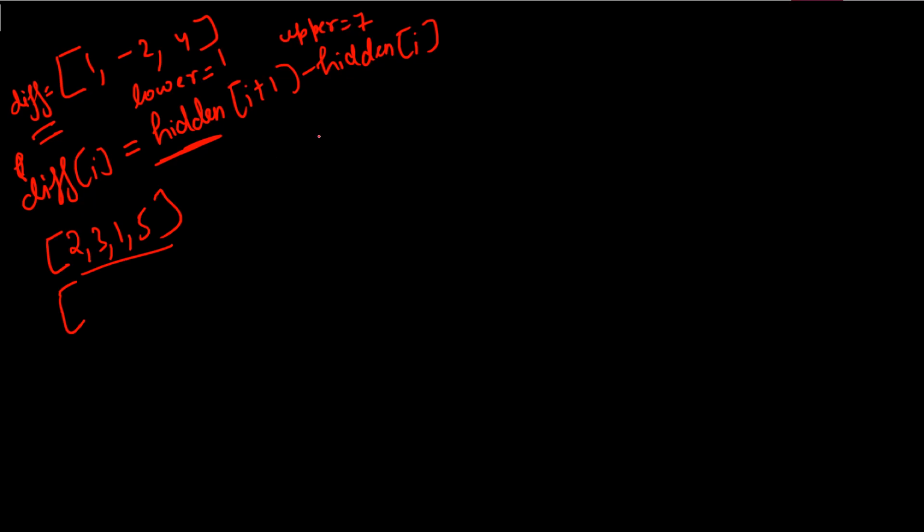Now how can we say so? Let's say we have this particular hidden sequence. How are we determining diff of i? Hidden of i plus 1 minus hidden of i. This is the diff array given to us. 3 minus 2, you get 1. Then 1 minus 3, you get -2. Then 5 minus 1, you get 4.